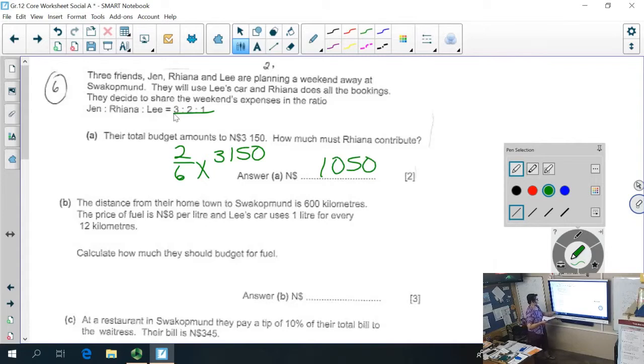The distance from their hometown to Swakopmund is 600 kilometers. The price of fuel is $8 per liter, and Lee's car uses 1 liter for every 12 kilometers. So calculate how much they should budget for fuel. So how do we do this one? Every 12 kilometers, you use 1 liter of petrol, isn't it? So I'll have to divide the 600 kilometers by the 12 to find out how many liters I'm going to use. And then we multiply it with the price of 8. So $400 for fuel.